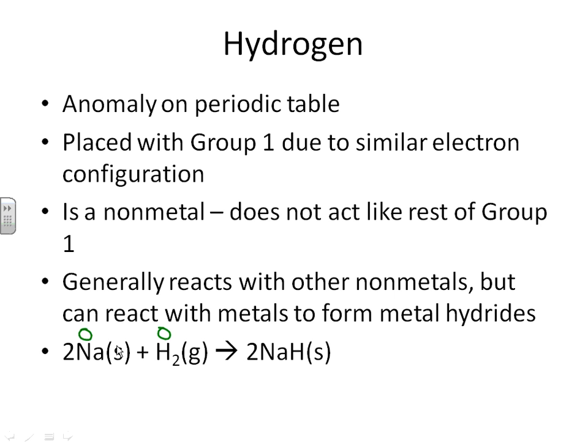When we look at the product, sodium hydride, the sodium is +1. Because it's sodium, it loses its electrons. It's behaving as a reducing agent. And it forced its electron onto the hydrogen, so the hydrogen is -1. This is the case when hydrogen is not +1. Hydrogen is -1.